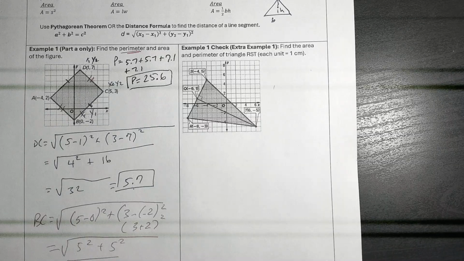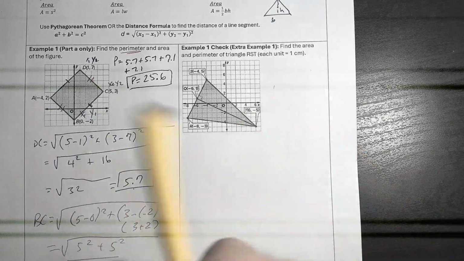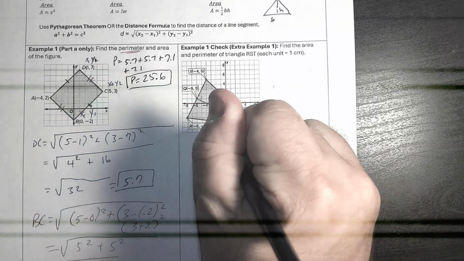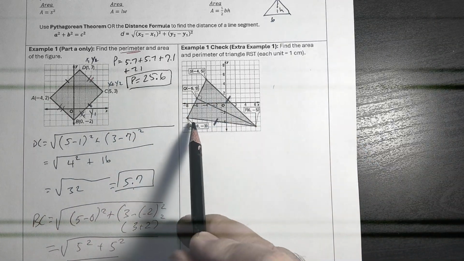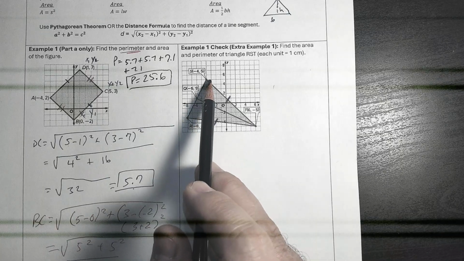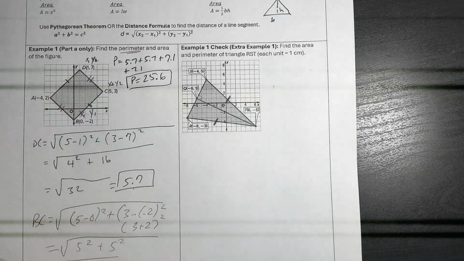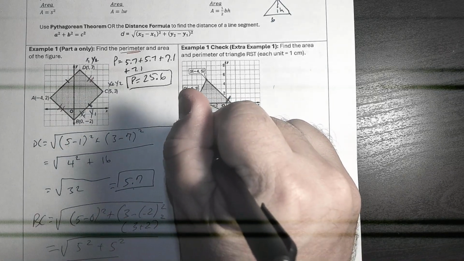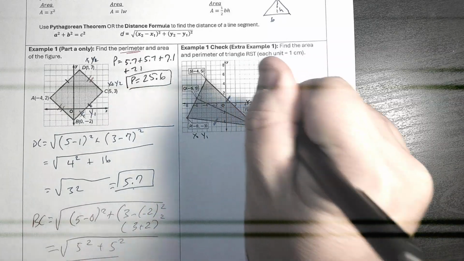So for the perimeter, I can tell you that this side and this side are congruent, so you don't have to find both of those. So you can find RT, and make R your X1, Y1, and T your X2, Y2.